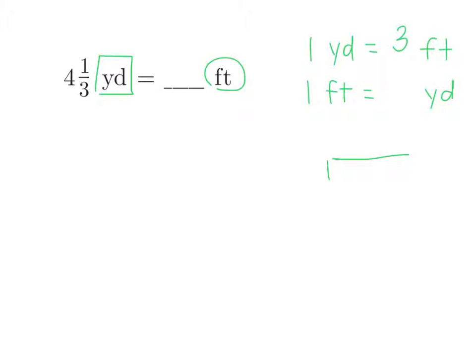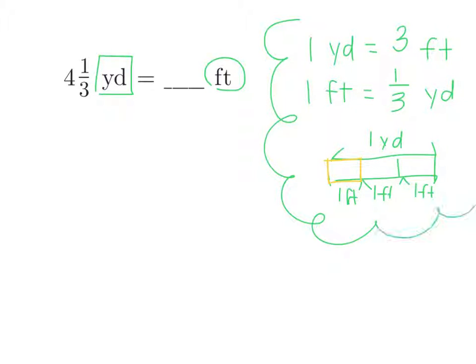So that means if I have 1 yard like this, I split it into thirds, and this is 1 foot. Do you agree? This is another foot, and this is another foot. So, therefore, if I have 1 foot, is that an entire yard? No, it's only a fraction of a yard. It's 1 piece out of how many total pieces? 3. So, therefore, 1 foot is equal to 1/3 of a yard.